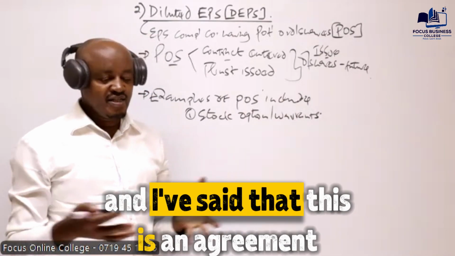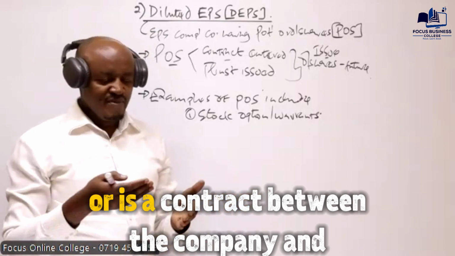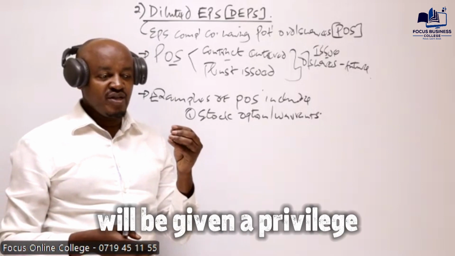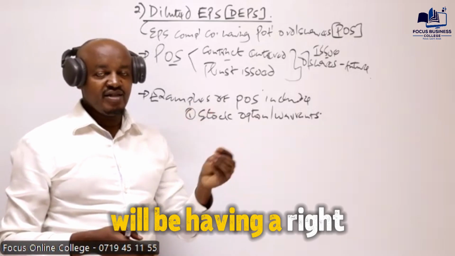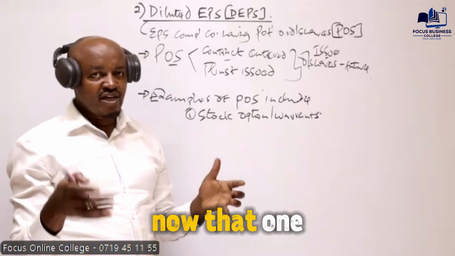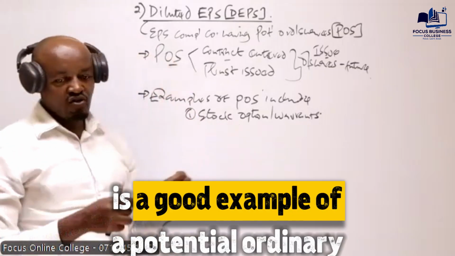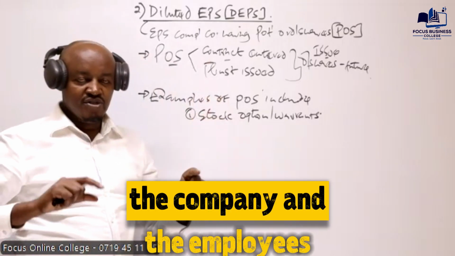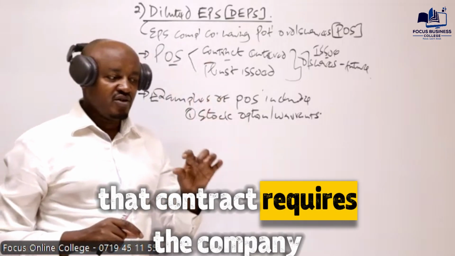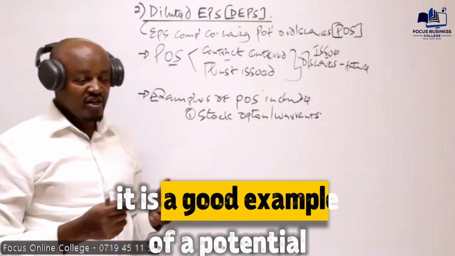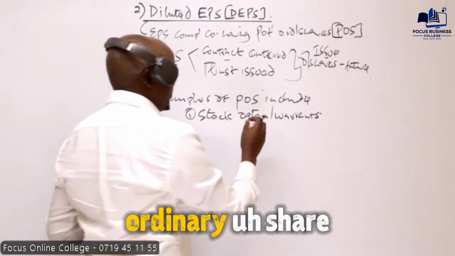I said that this is an agreement or a contract between the company and the employees, that the employees of the company will be given a privilege, a right to buy the shares of the company in the future at a price below the market price. That one is a good example of a potential ordinary share because it is a contract between the company and the employees. That contract requires the company to issue ordinary shares to the employees in the future.